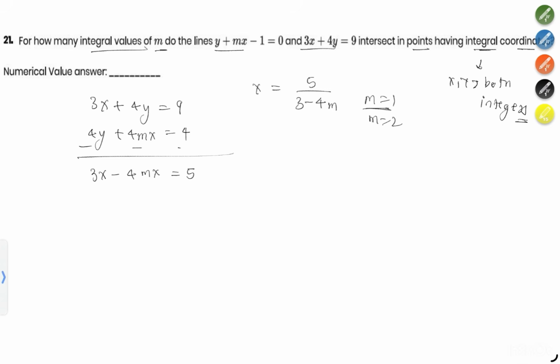Because if you take m equal to 1, x is going to be equal to minus 5. Sorry, if you have taken m equal to 1, then x is equal to minus 5 we will have. And for m equal to 2, it becomes x is equal to minus 1. So if we have integer values of x, we can find integer values of y easily by this equation. So we have only two integral values.